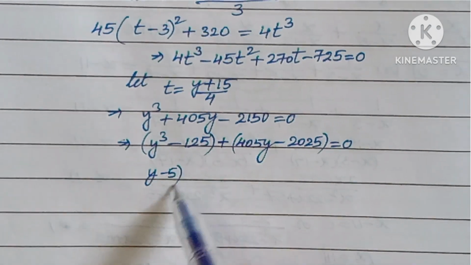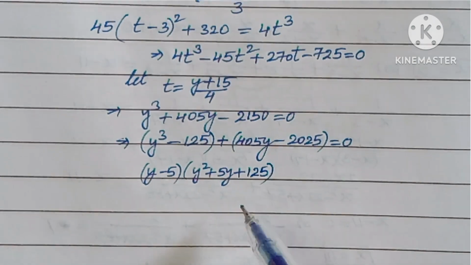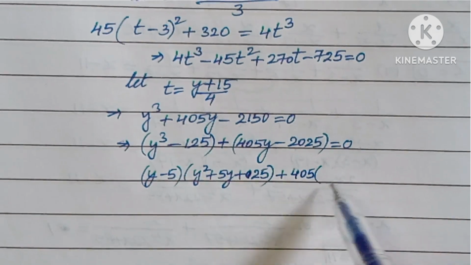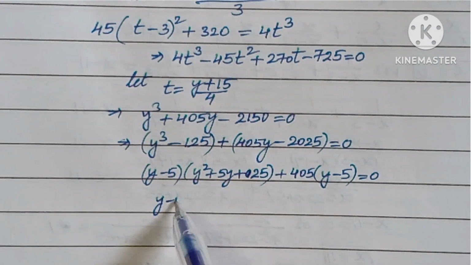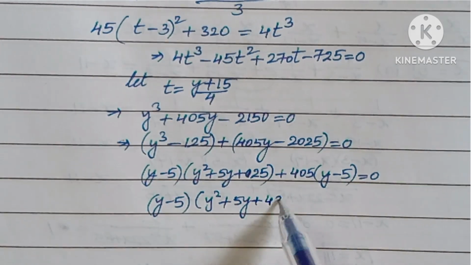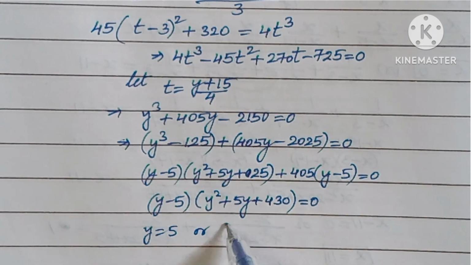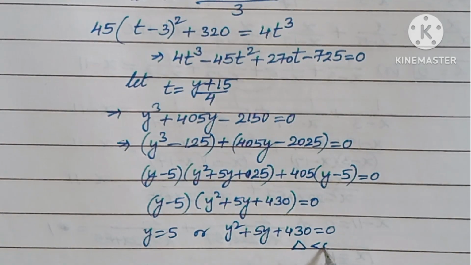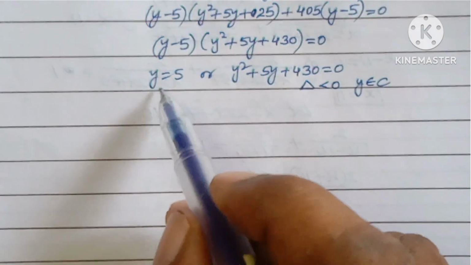So this can be written as (y minus 5) into (y square plus 5y plus 125) plus 405 common (y minus 5) will get equal to 0. You can take y minus 5 common: (y minus 5) into (y square plus 5y plus 430) equal to 0. Now y is equal to 5 or y square plus 5y plus 430 equal to 0. Here delta is less than 0, so y belongs to complex numbers. So we are neglecting this value. So y is equal to 5.